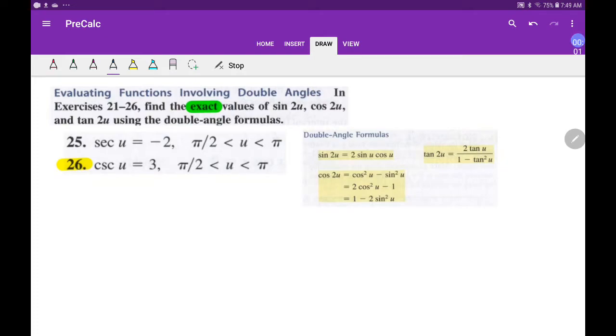We're going to use double angle formulas here, identities. And if I see secant of u is equal to -2, I'm going to assume they mean -2 over 1, since I need it to be a ratio. And then I'm also going to say, well, if that's the case, then that must be that cosine of u is equal to -1 over 2. Okay? And this tells me here that the angle u is in the second quadrant between 90 and 180.